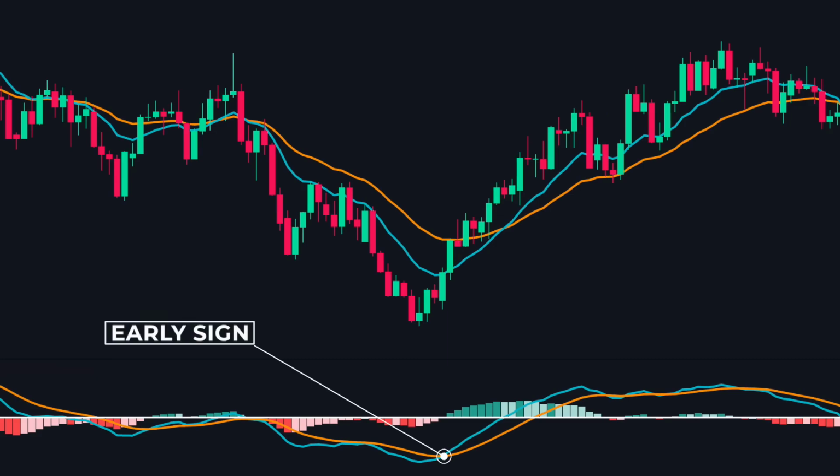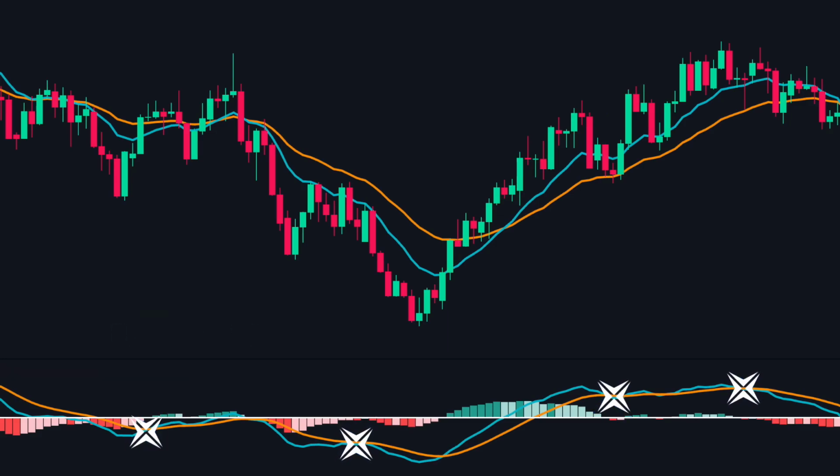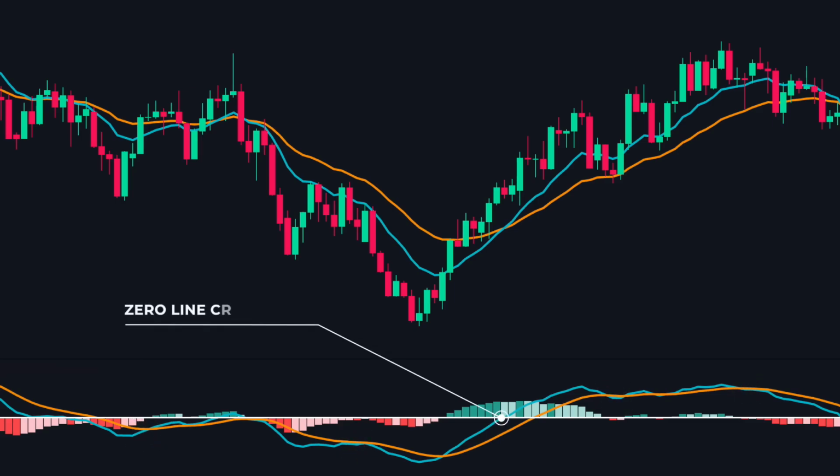MACD crossovers can be an early sign of reversal, but they generate far more false signals, so we can't use these crossovers in isolation. A more confirmed signal is the zero line crossover.